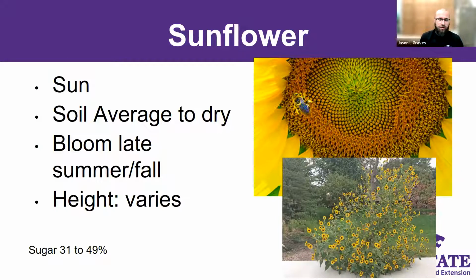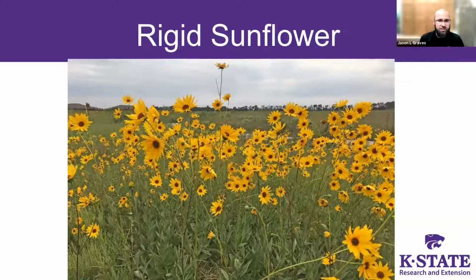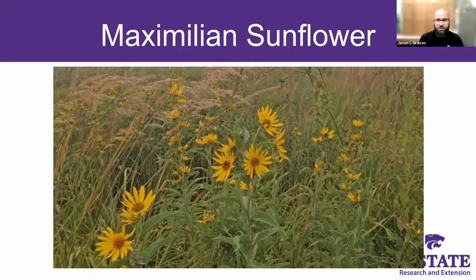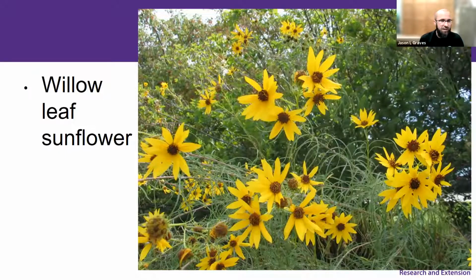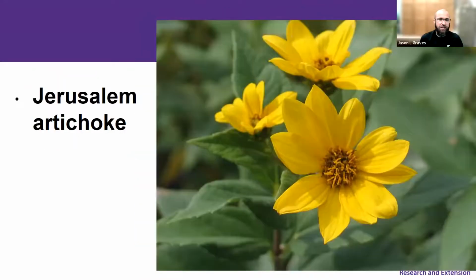So, great sugar concentration in the nectar. I mean, there's just so many positives about sunflowers. That's why we refer to them as a food hub. We've got the rigid sunflower, just to highlight a couple different ones. We've got Maximilian sunflower. We've got willow leaf sunflower. You're going to find lots of different sunflowers you can look at. For those who are into edibles, you can also do the Jerusalem artichoke, which is one of those plants that maybe benefits us as well if we consume some of the root there. It's a member of the sunflower family, and has a lot of pollinator benefits as well.